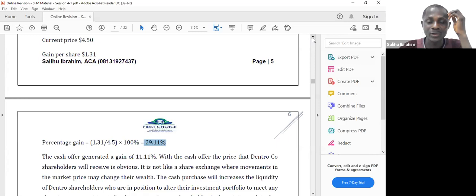We are looking at it from the perspective of Dentroco, not the perspective of Sigraco. So it's a gain to Dentroco shareholders, because their share is worth 4.5, but we are paying 5. So it's a gain to them, to Dentroco shareholders.